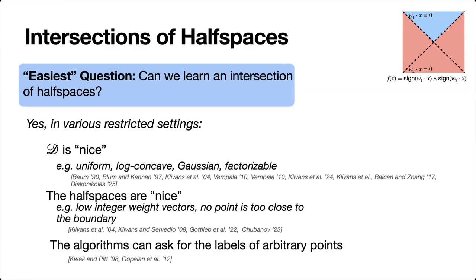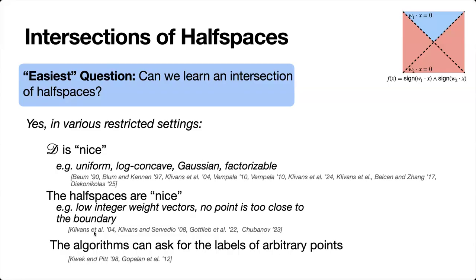In the cases where the half spaces are nice, where no point lies too close to the boundary, I think this is a reasonable assumption for the most part. But unfortunately, these algorithms turn out to be quite brittle. They very much require that no point is too close to the boundary. So even for distributions like the Gaussian, if you try to apply these algorithms, they break down because the Gaussian puts some amount of mass reasonably close to these hyperplanes, and these algorithms cannot handle that.